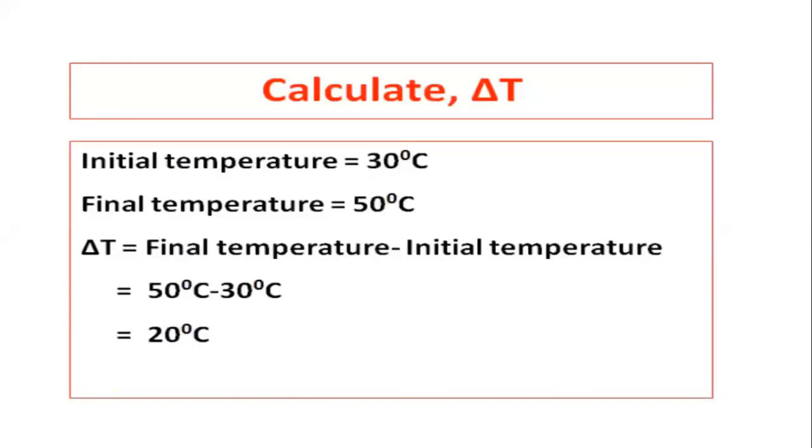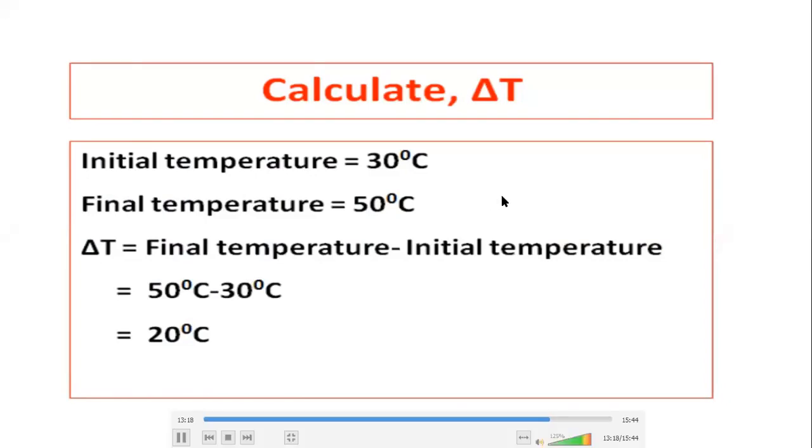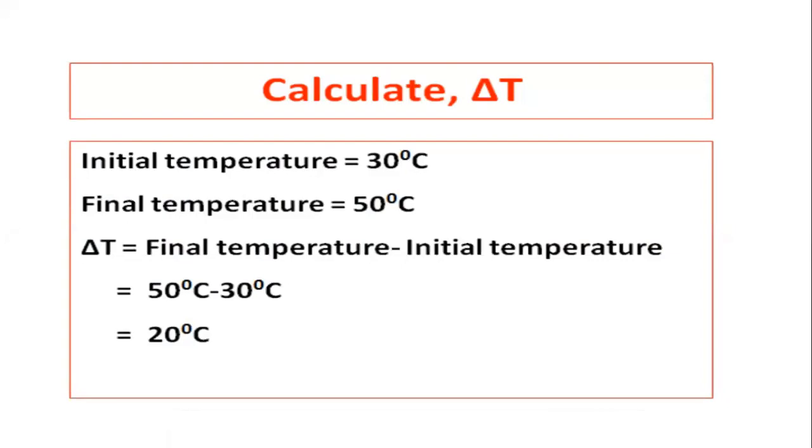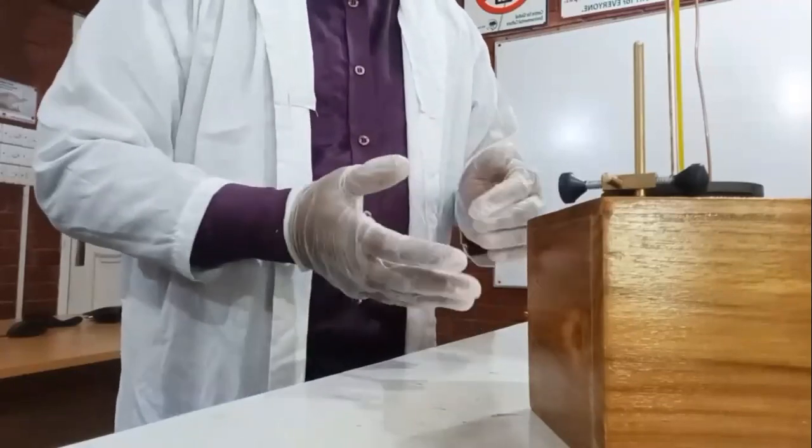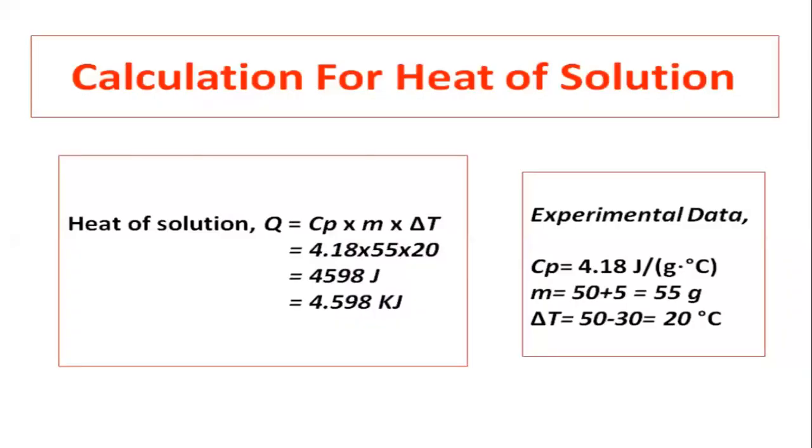So the value of delta T is final temperature minus initial temperature. We have got final temperature 50 and initial 30. That means delta T equals 50 minus 30. It will be 20 degrees Celsius. Now put the values in the equation and calculate heat of solution. After calculation, we have got heat of solution 4.598 kilojoule.